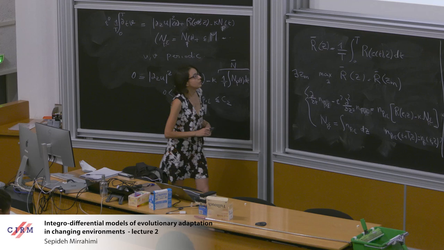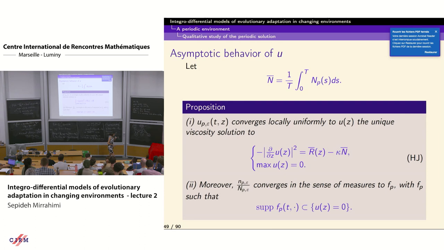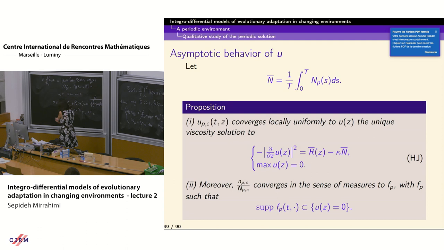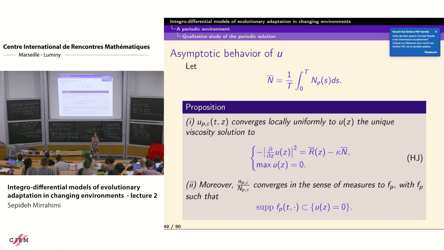And this relation between the limit of N and U: if we divide NP epsilon by the total size, it will converge in the sense of measures to some measure FP, which has its support in the set of zero points of U. Okay, so it's a result which is very close to the one that we had in the first part. Of course the analysis and all the regularity estimates would change because of the periodic condition. But since I'm not talking about those parts, it is very close.